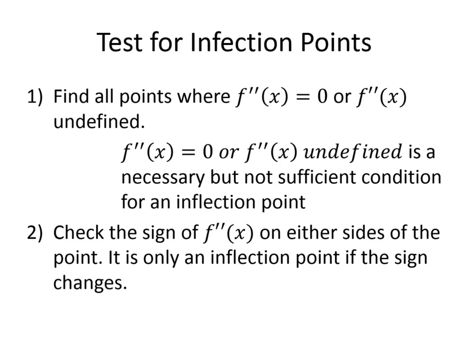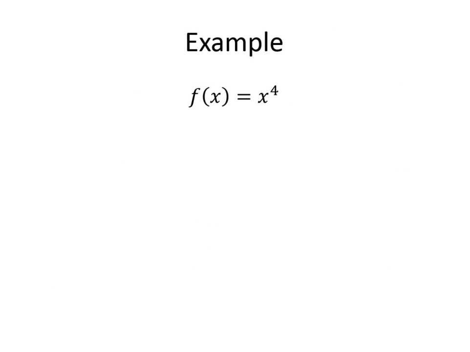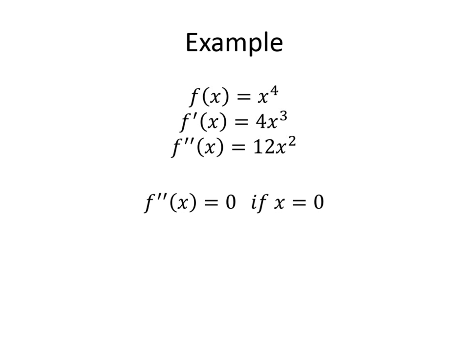So let's go ahead and do a quick example. Here we have the function f of x is x to the 4th. So you're going to take the first derivative. You get 4x cubed. To look for an inflection point, you're going to take the second derivative. You get 12x squared. So now you ask yourself, where is the second derivative either equal to 0 or undefined? Well, this is a polynomial. There's no place where it's undefined, and it's equal to 0 if x is equal to 0.